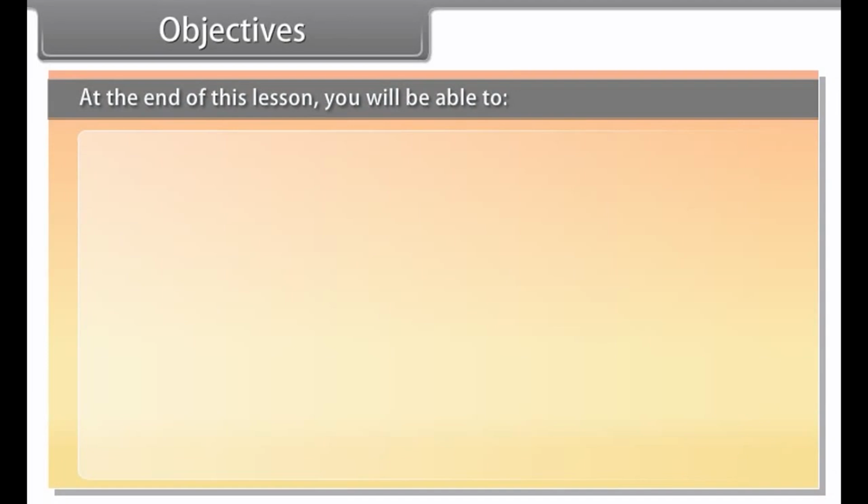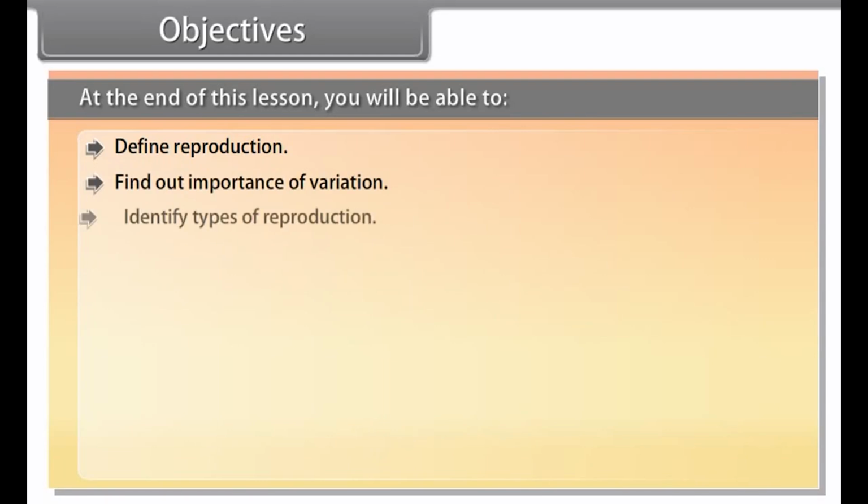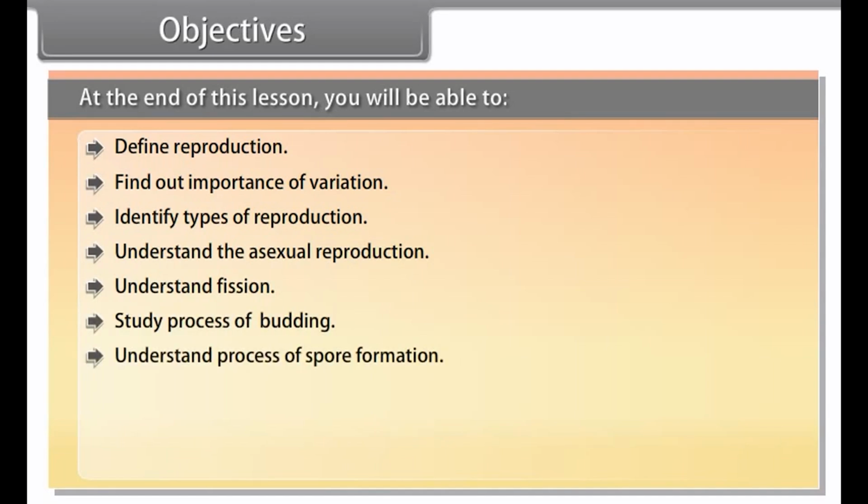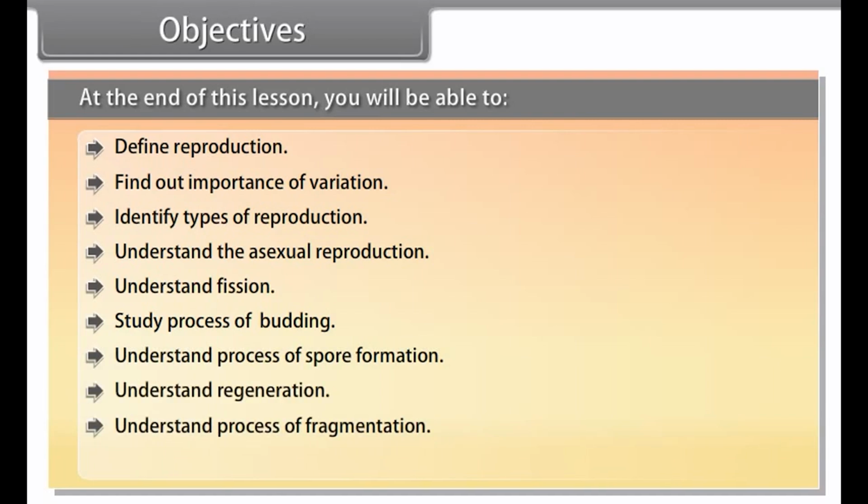Objectives. At the end of this lesson, you'll be able to define reproduction, find out importance of variation, identify types of reproduction, understand the asexual reproduction, understand fission, study the process of budding, understand process of spore formation, understand regeneration, understand process of fragmentation, find out vegetative reproduction, exact copies of organisms.